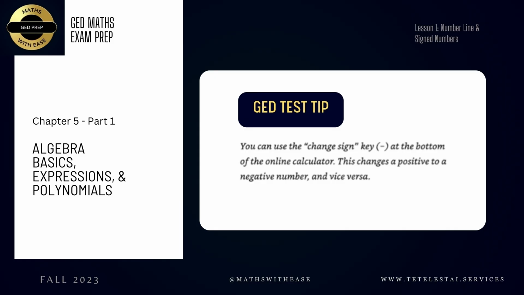So here's a test tip for you. You can just use the sign key at the bottom of the online calculator, and this changes a positive to a negative number and vice versa. And this is on my calculator. Remember, my version is a little bit older, but some of the keys are similar. But whenever you get the calculator, you'll see this. There's too much glare from the window. I don't know if you can see right here. This is the button that you would hit if you wanted to, let's say, enter -3. You would press this and then 3, okay?